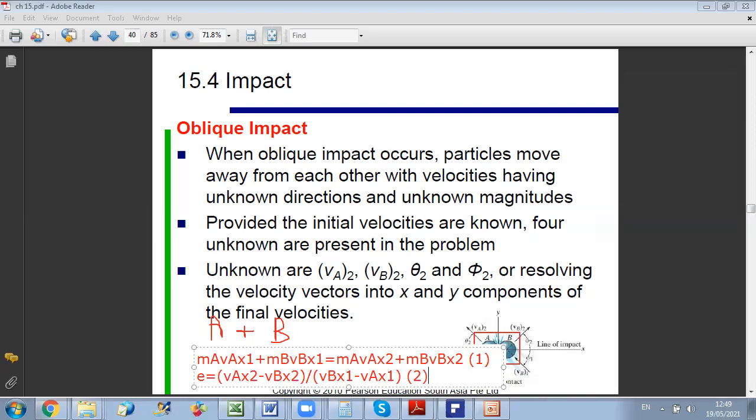أوكي بيبقى two other unknowns اللي هن VBY2 و VAY2، فنجيبهم هوليك it's very simple لأنه ما تغيروا ال velocities along Y. ليه ما تغيروا ال velocities along Y؟ لأنه ال force of impact هي along X. أوكي.